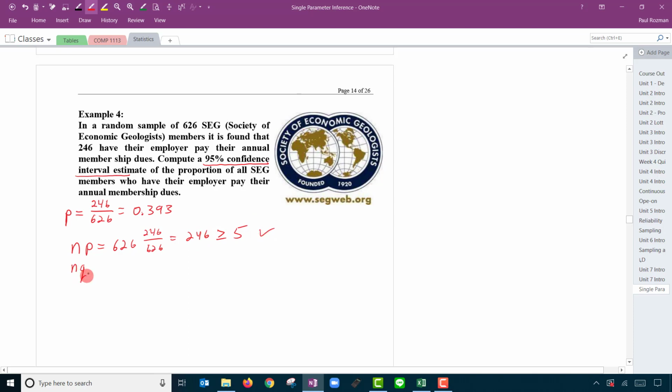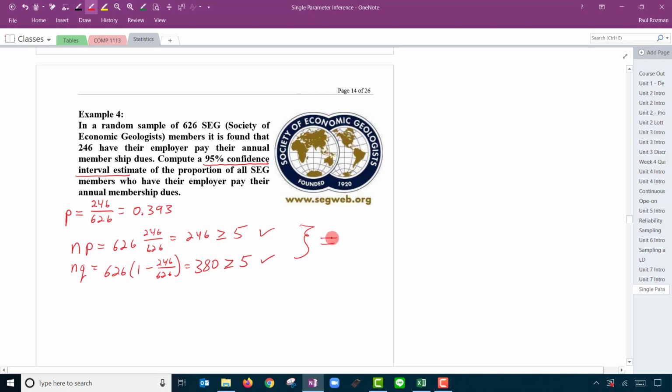Now let's check out nq, where q is 1 minus p. We have 626 times 1 minus 246 out of 626. Doing that calculation, it's 626 minus 246, and it's the other half, so 380. I guess it's not half, but it's the number of people in that group who didn't have their employer pay their membership dues. But it was greater than or equal to 5, so we're all good to go.